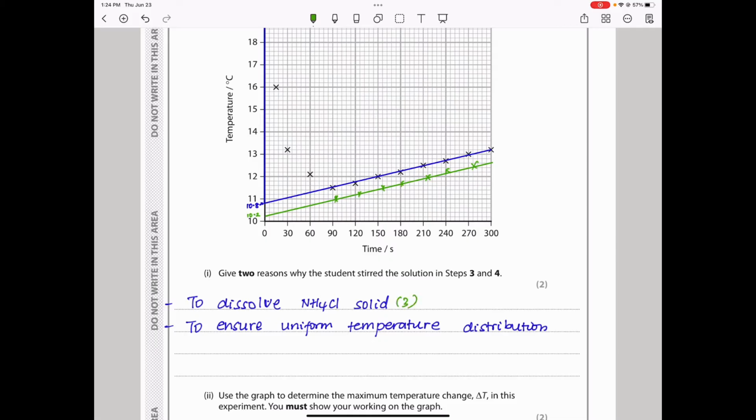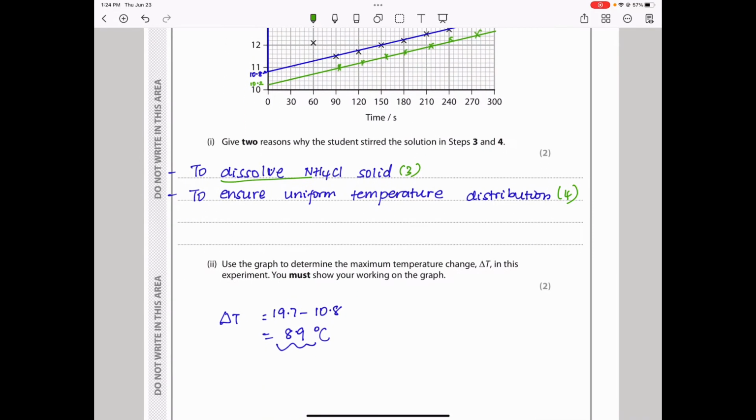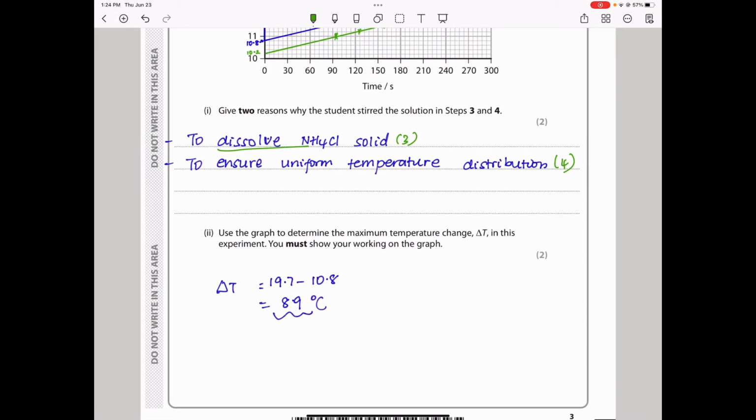In step 3 is to ensure the solid dissolves, and then in step 4 is to ensure that heat is uniformly distributed throughout the reacting vessel. The next part says use the graph to determine the maximum temperature change, delta T. In this experiment, you must show your working on the graph.